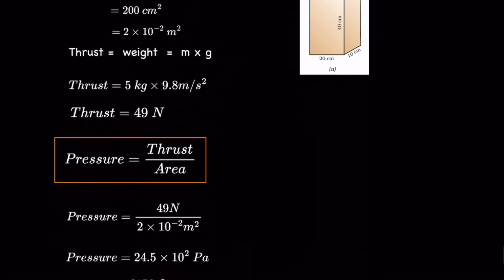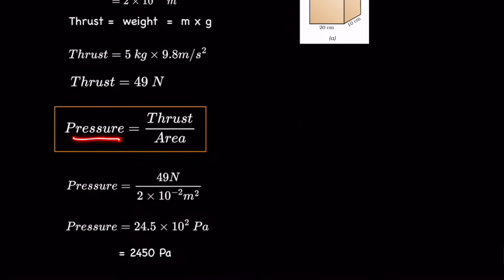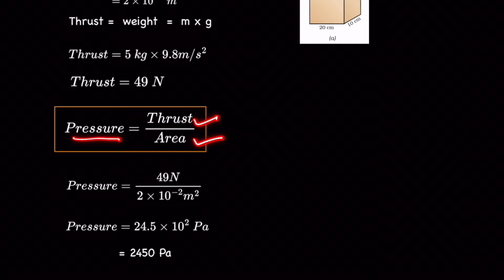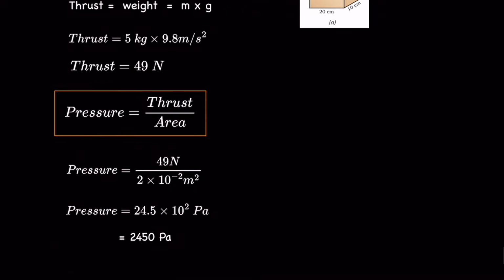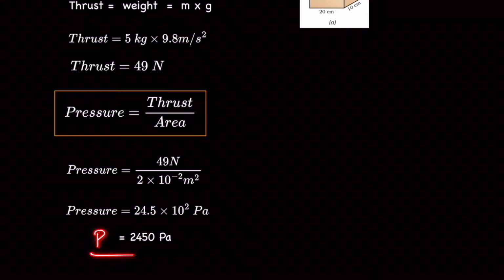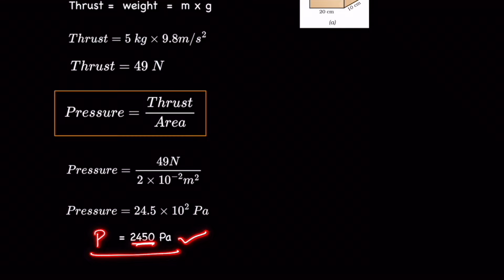So we have to find the pressure. Pressure is equal to thrust by area, and thrust we got as 49 Newton and area is 2 into 10 to the power minus 2. So if you solve it, we will get pressure as 2450 Pascal. So this is the answer for the first case. Second case we will see now.